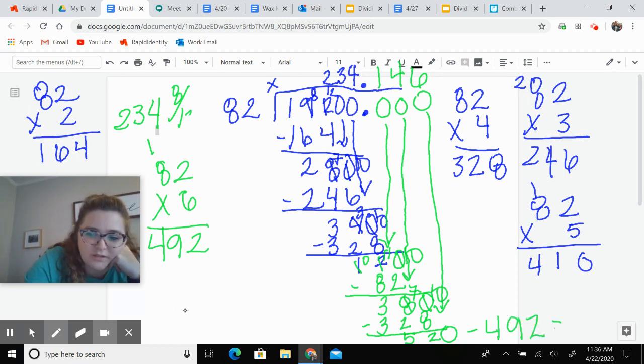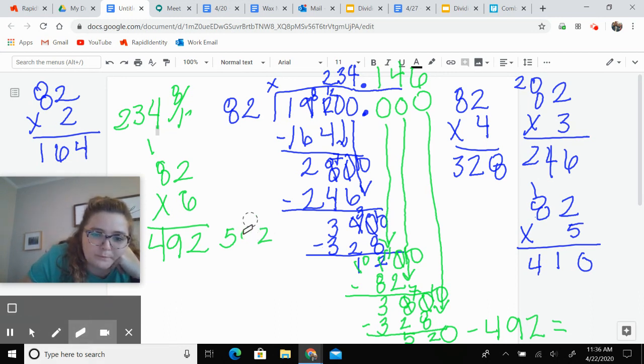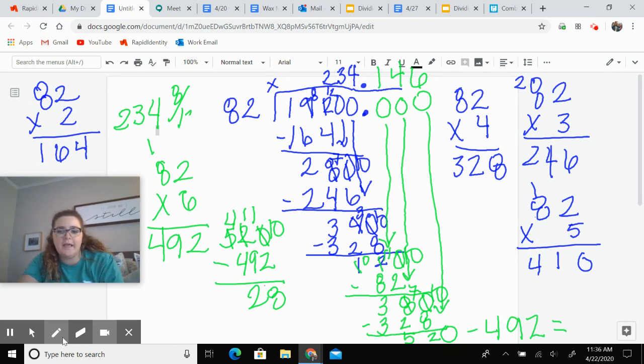I actually don't have to solve this because this has gone to my thousands place, so I know that I'm stopping here. You might want to just to make sure that this number is less than 82. I'm going to solve this off to the side just because I don't have any more room at the bottom of my page. 28. And so I am ending up being left with less than 82, so I know that that 6 is correct.